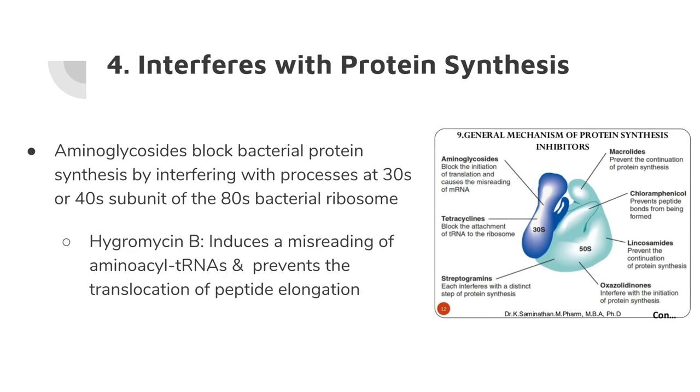The fourth mechanism of action is interfering with protein synthesis. One class of antibiotics, aminoglycosides, block bacterial protein synthesis by interfering with the processes at the 30S or 40S subunit of the 80S bacterial ribosome. An example of aminoglycosides is hygromycin B, which binds to a single site within the 30S subunit that distorts the ribosomal A site and induces a misreading of aminoacyl tRNAs, as well as preventing the translocation of peptide elongation. And also, tetracyclines prevent binding of aminoacyl tRNA.